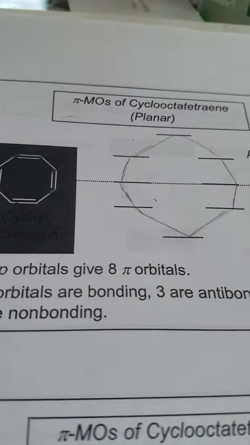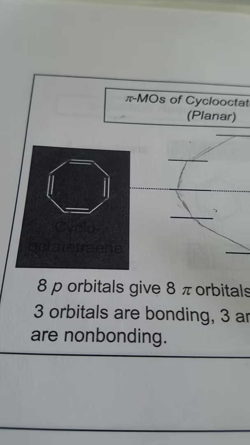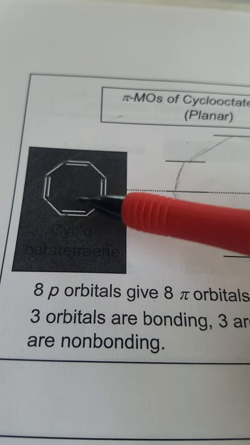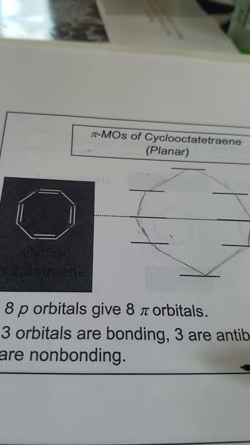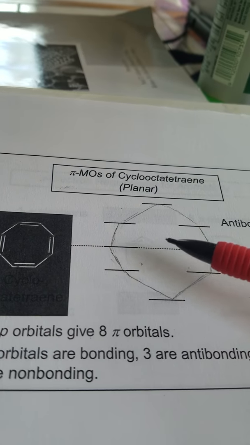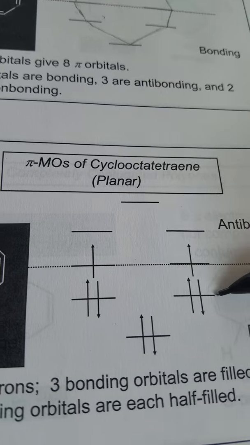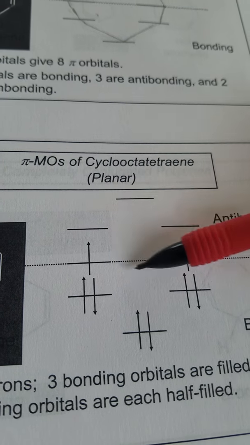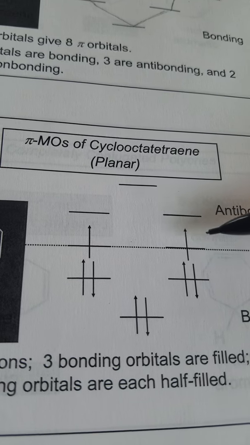If you do the same thing with cyclooctatetraene, here's your basic molecule. So you can see you'd have 2, 4, 6, 8 pi electrons. So if I put it down in here, I'd have 2, 4, 6 in the bonding, 2 in the non-bonding. So this also would be a diradical and be antiaromatic.